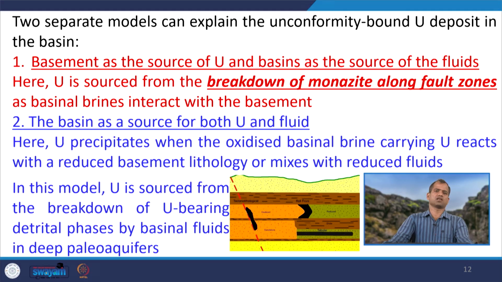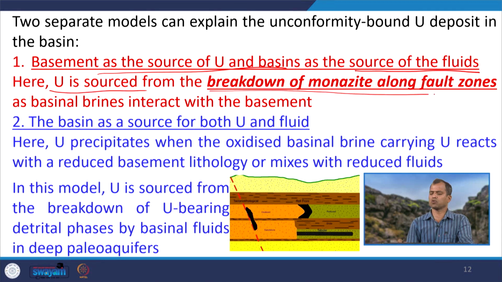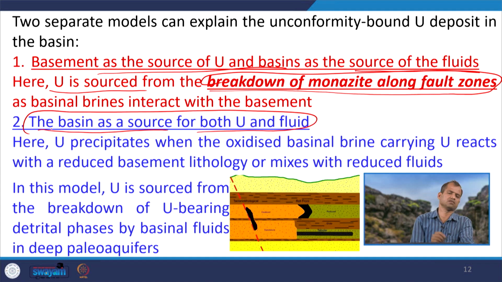And two separate models explain the unconformity bound uranium deposit in these basins. One is the basement as the source of uranium, as the source of this fluid, and here the uranium is sourced from the breakdown of monazite along the fault zone. So, the basement is the source, only the redox environment is at the unconformity surface. The second is the basin as a source of both uranium as well as fluid.